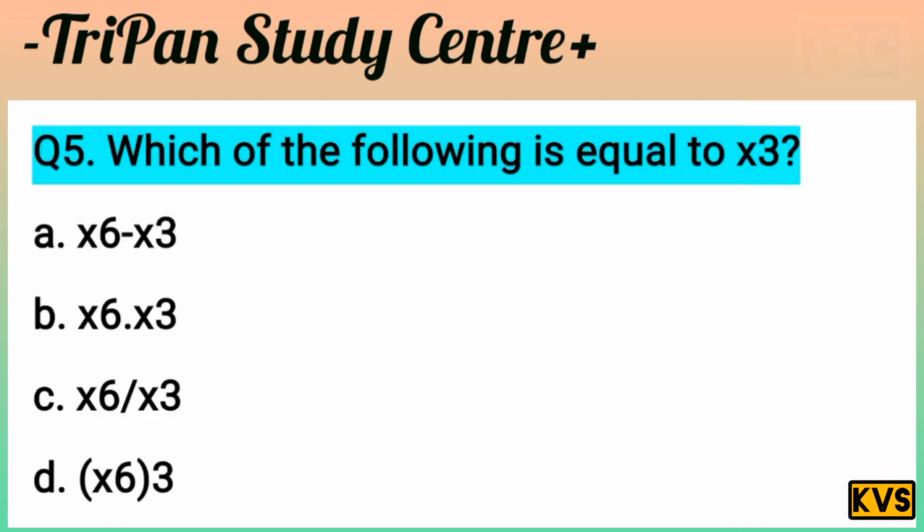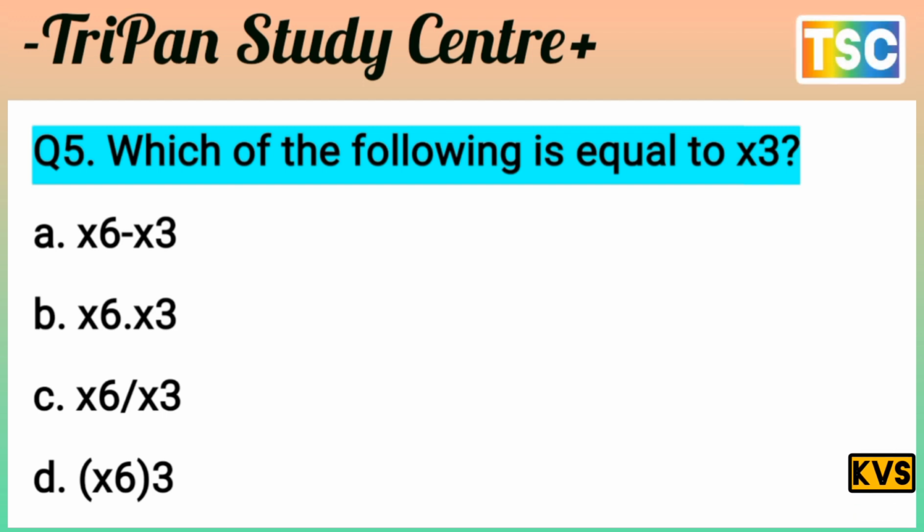The next question arrives here. Which of the following is equal to x to the power 3? That's an important question. The options: A, x to the power 6 minus x to the power 3; B, x to the power 6 multiplied by x to the power 3; C, x to the power 6 upon x to the power 3; and D, x to the power 6, whole to the power 3.